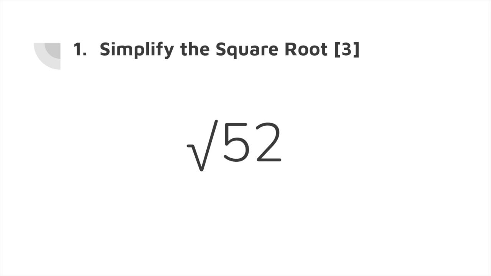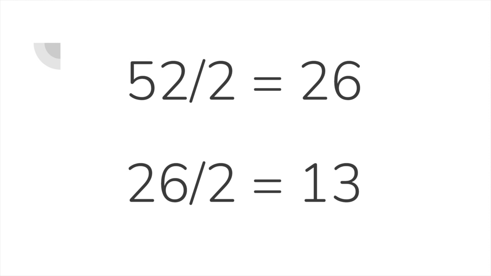The first step is to factorize the number. For the number 52, we can simply keep on dividing by 2 until we can't divide anymore. 52 divided by 2 is 26, which when divided again by 2 is 13. 13 cannot be divided by anything besides itself to get a whole number, so it's our final factor.